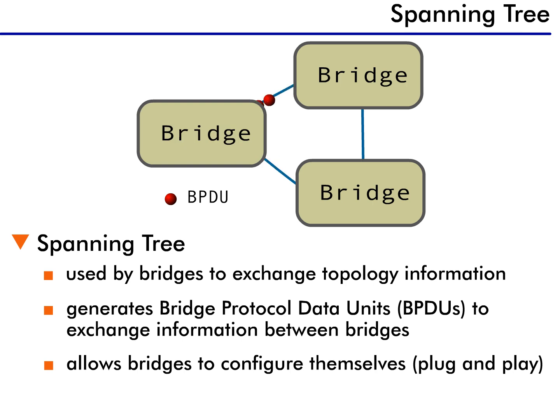Whenever a bridge is powered on, it generates special spanning tree packets called Bridge Protocol Data Units, which are more commonly called BPDUs. BPDUs are addressed to a standard bridge multicast address and are flooded across the network. All bridges receive these messages and then generate their own BPDUs in reply. This process continues until all network bridges have exchanged topology information with all other bridges.